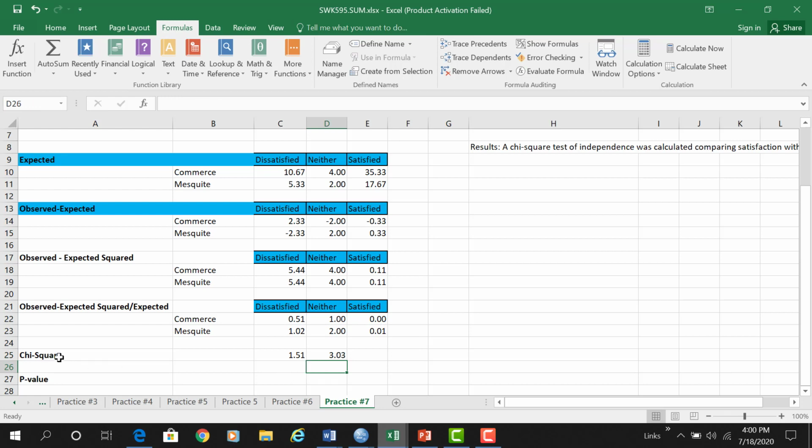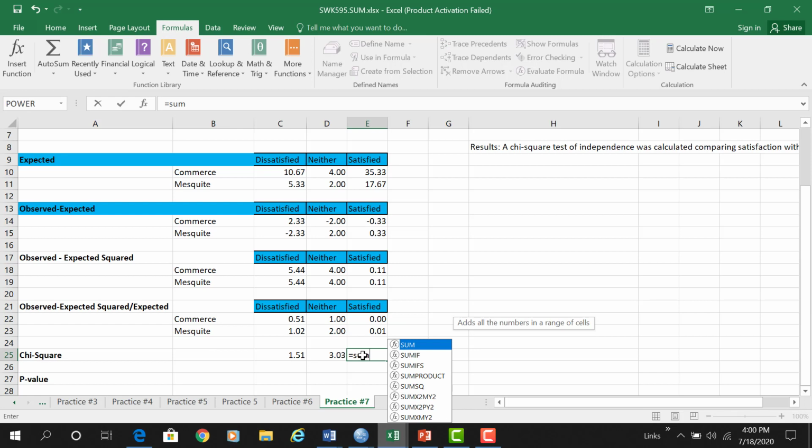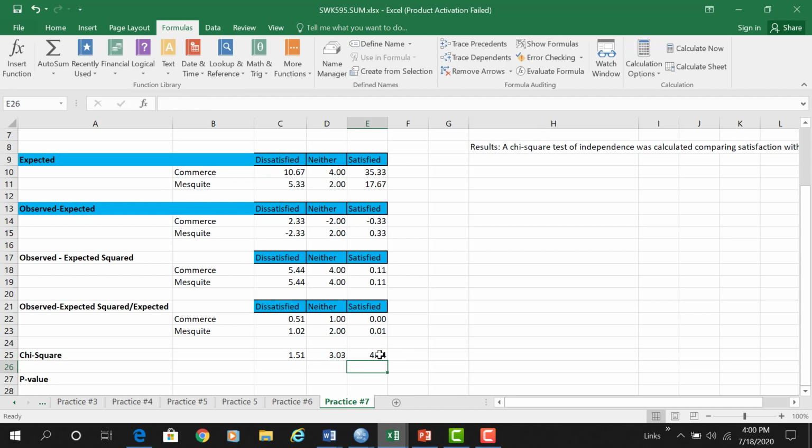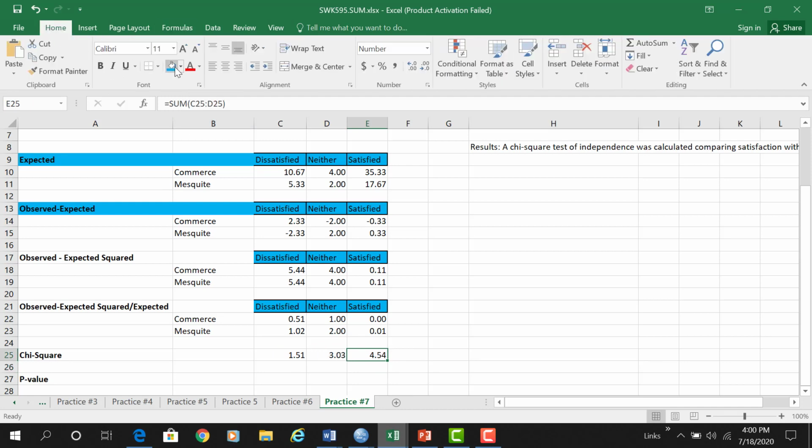So then to get the chi-square, we're going to add both of those up because we just want one number. Okay, so equals sum of both Mesquite and Commerce, and our chi-square statistic is 4.54.